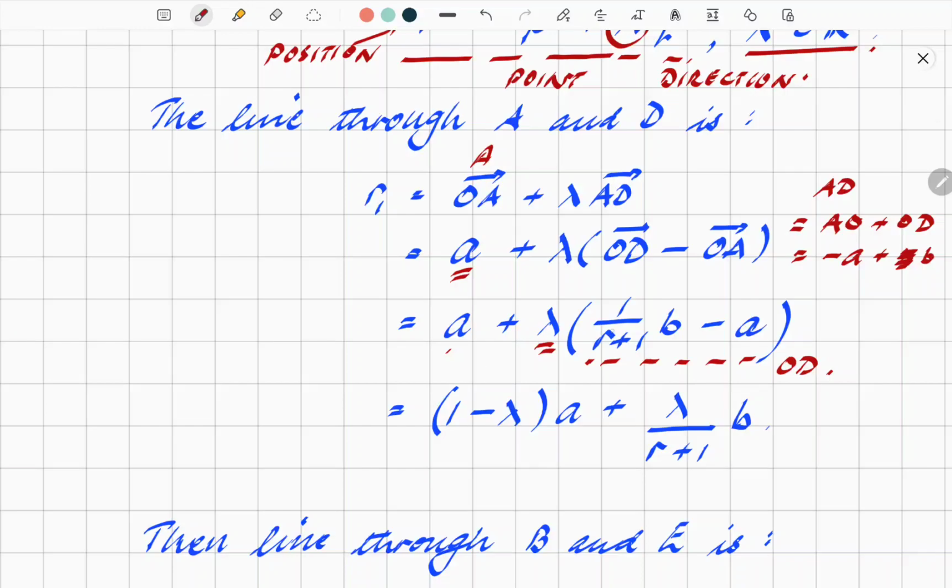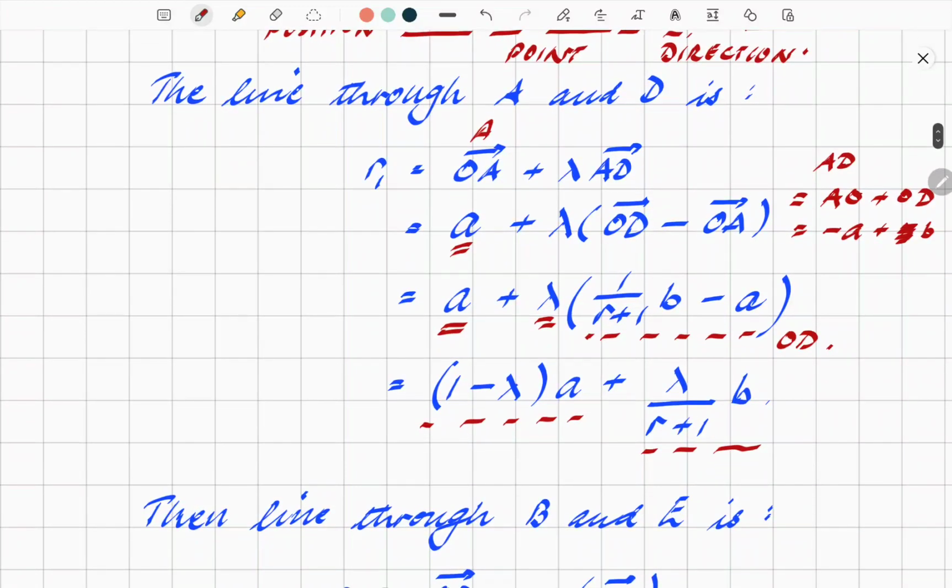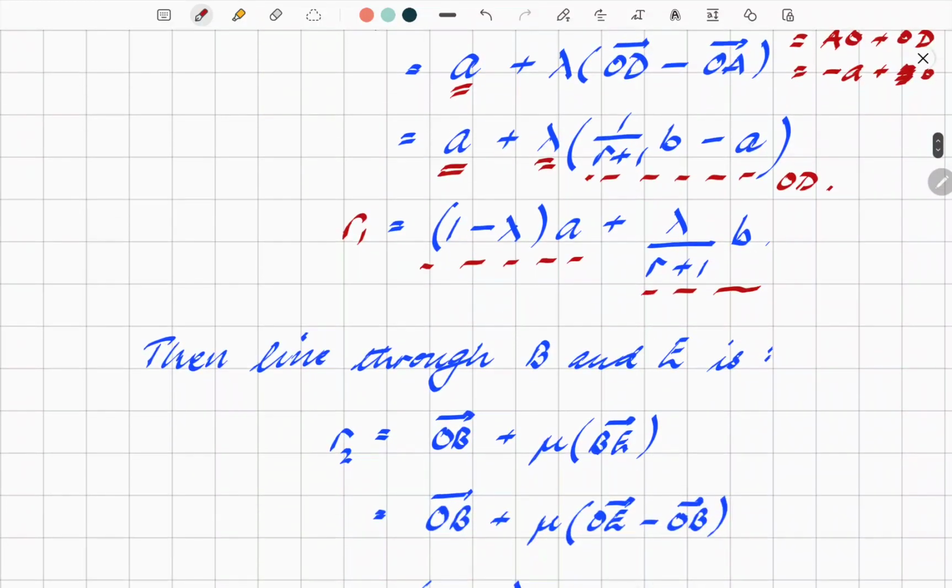So expanding the brackets, tidying it up, we have A minus lambda A. So that's 1 minus lambda times A. And then lambda over R plus 1 B. All right. So that is the position along AD. Let's call that R1.